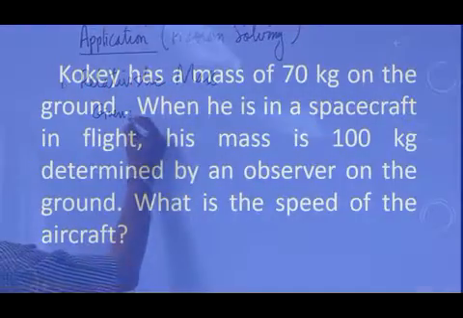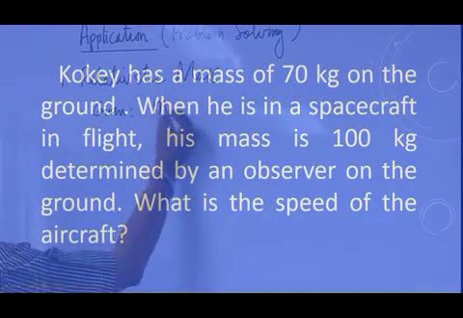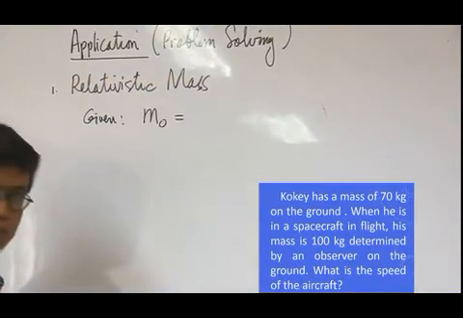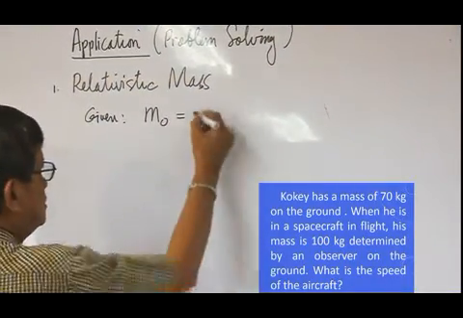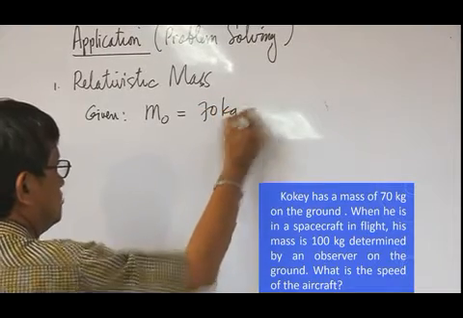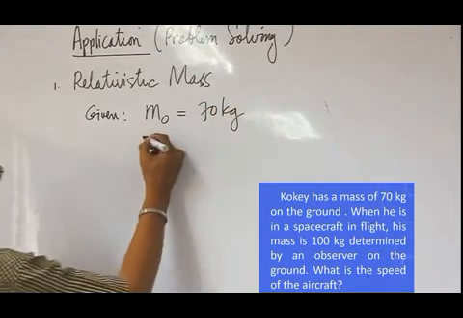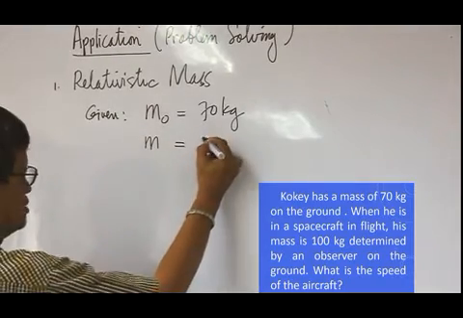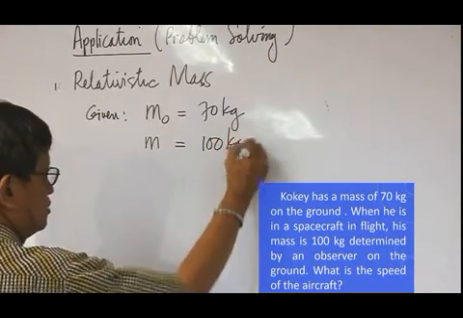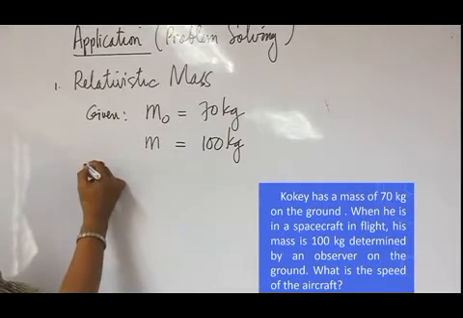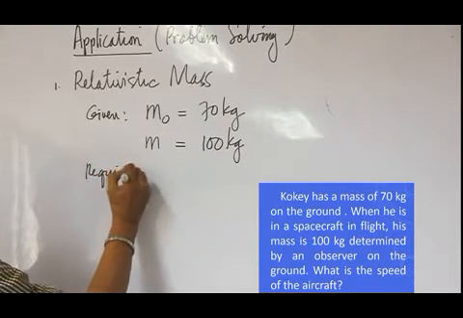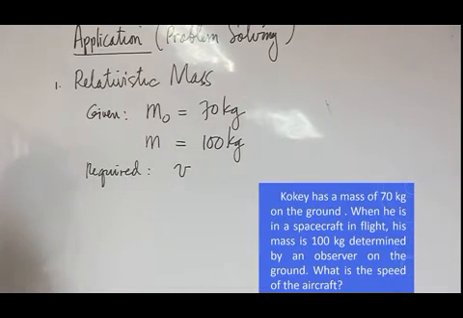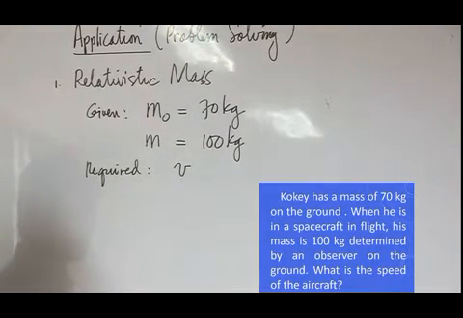Given are as follows. The mass of Koki, who is at rest with the observer when he is on the ground, is 70 kilograms. Then the mass when he is in flight together with the spacecraft is 100 kilograms. The requirement is to determine the velocity of the spacecraft where Koki is a rider.